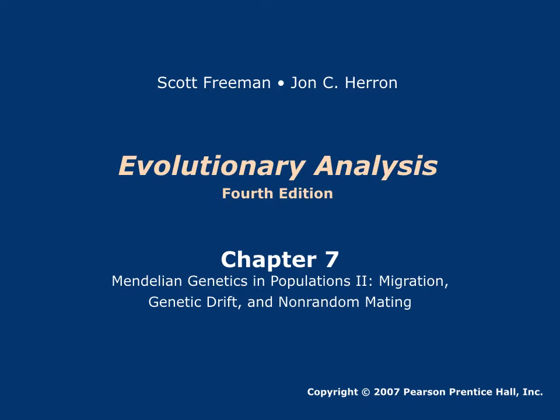different kinds of selection. For chapter 7, we're going to continue doing that same sort of thing, but now we're going to look at what happens when you have migration, what happens when you have genetic drift, and that's typically something that is most pronounced in smaller populations, and then also what happens when you have non-random mating.